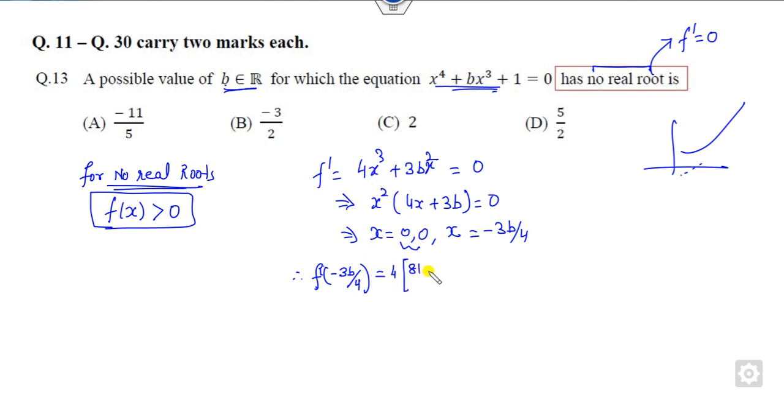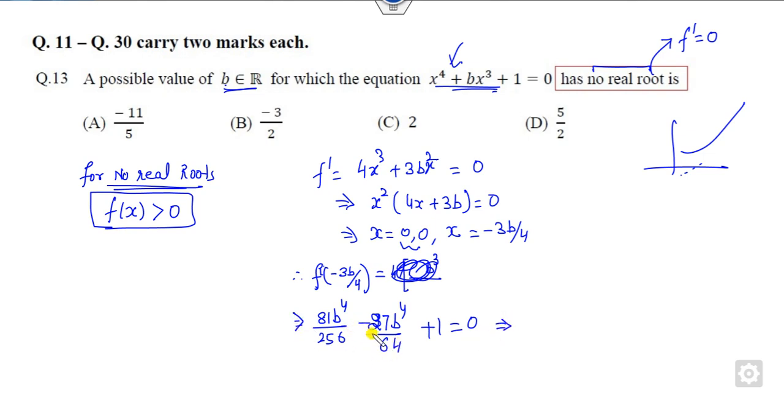This is x cube, sorry, x to the power 4, I have to substitute here. So this can be substituted here, x4. So 81 b4 over 256 plus b times cube. Once you take this cube, it is 27, b4 is 64, plus 1 is 0. So can you find the value of b from here? You can easily find that.